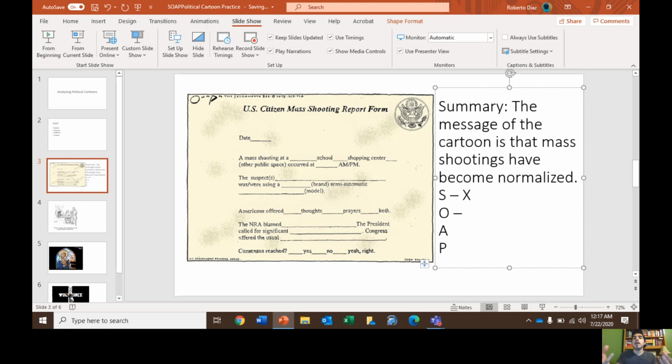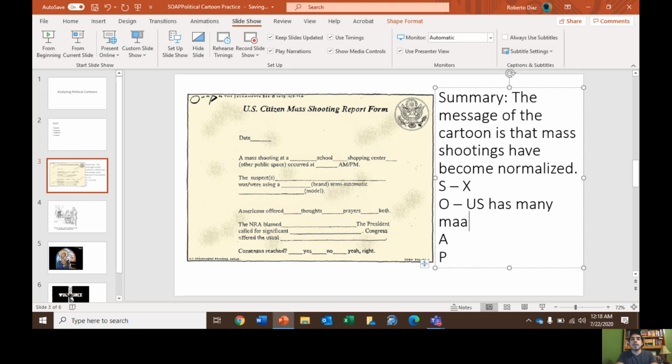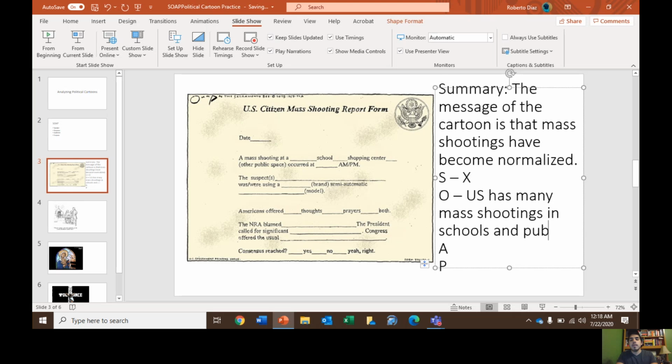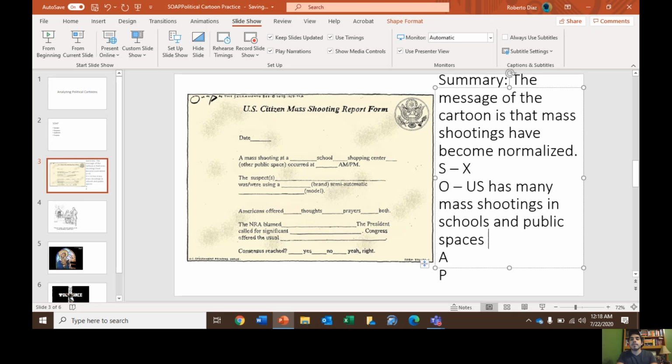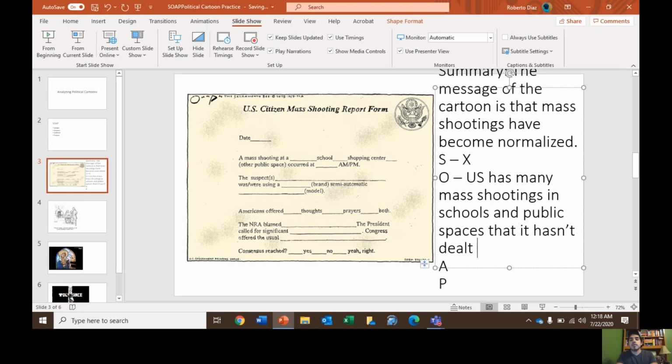but what happened around that time period? For now, because there is no specific date, speaking about the general occasion, the general context in which it happens, you can just talk about the U.S. as many mass shootings in schools and public spaces that it hasn't dealt with in the 21st century.